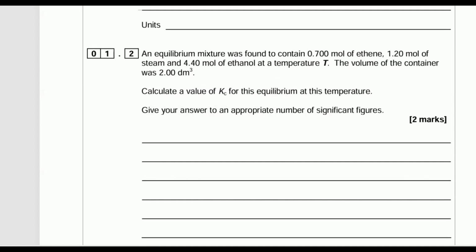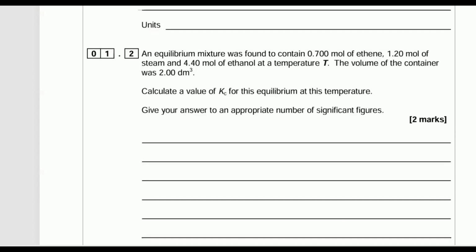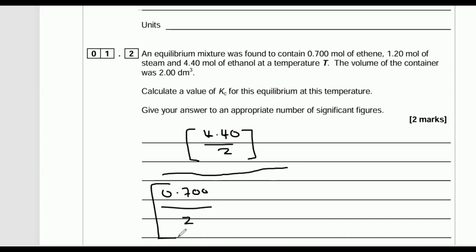So all we're doing here is this one. We've just got ethanol over the top of these two. There are no coefficients, so I want to set this out like this, ethanol over those two. I've got 4.4 of ethanol. Now, we're supposed to be doing concentration because there are brackets, so I need to do 4.4 divided by 2. I'm going to divide that by the reactants. I've got 0.7 of ethene, over 2, and we're going to multiply that by 1.2 of steam, divided by 2. And that's the Kc.